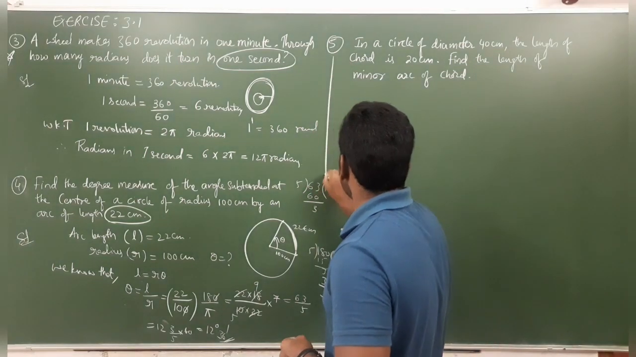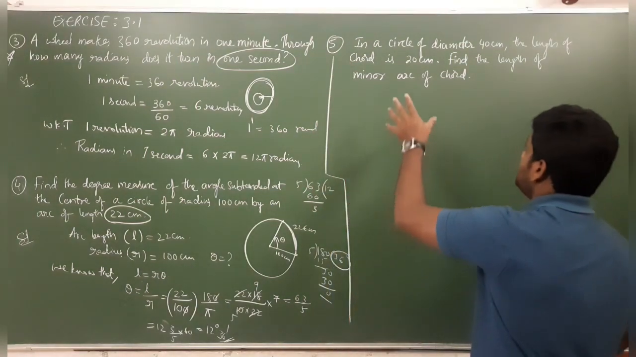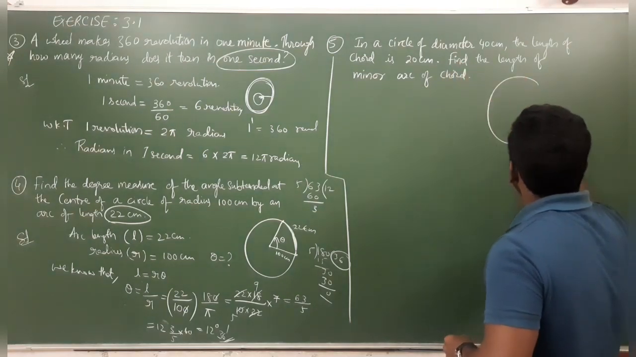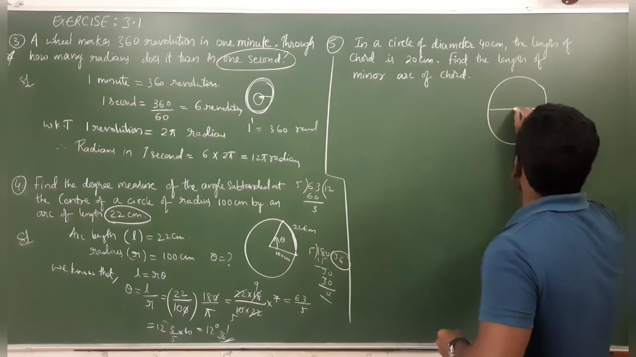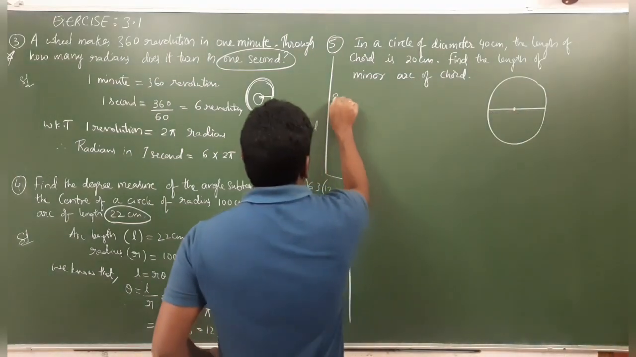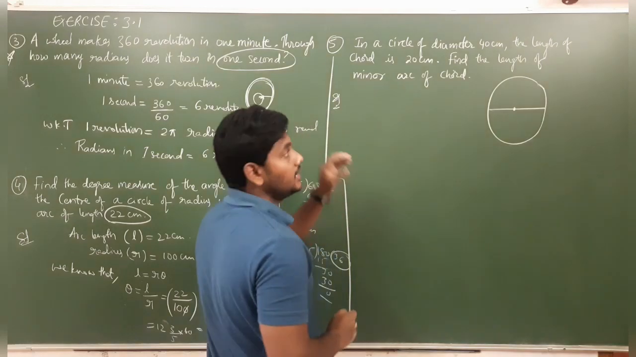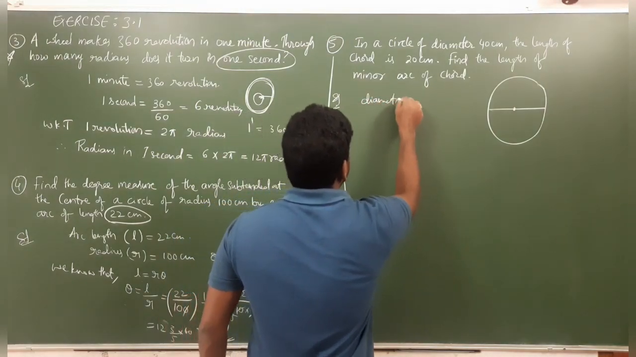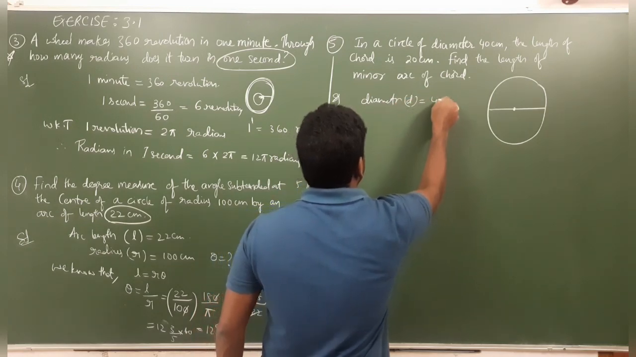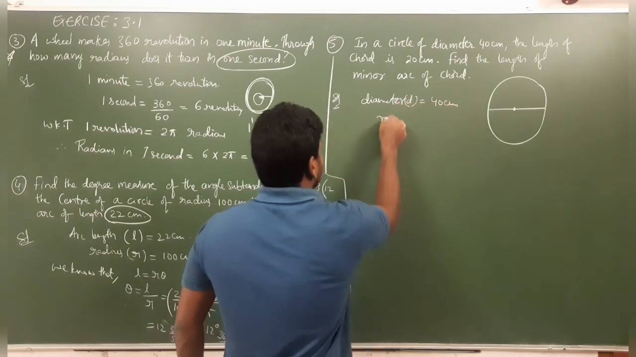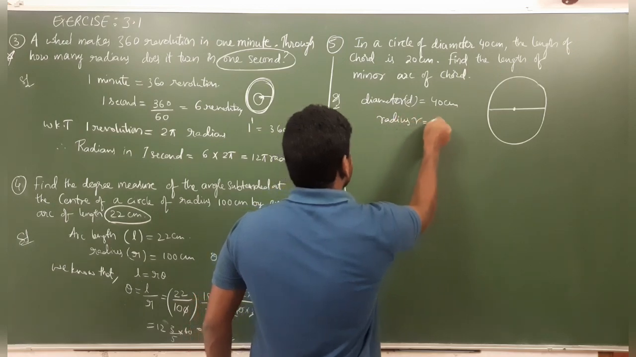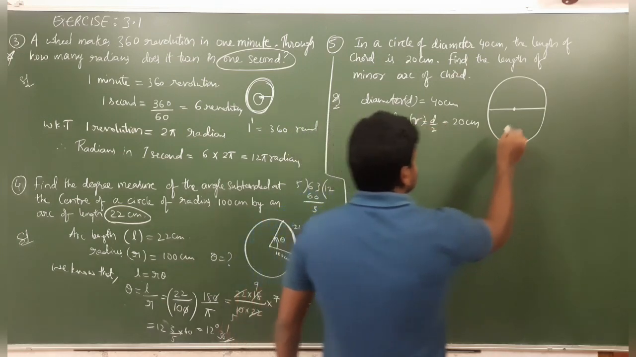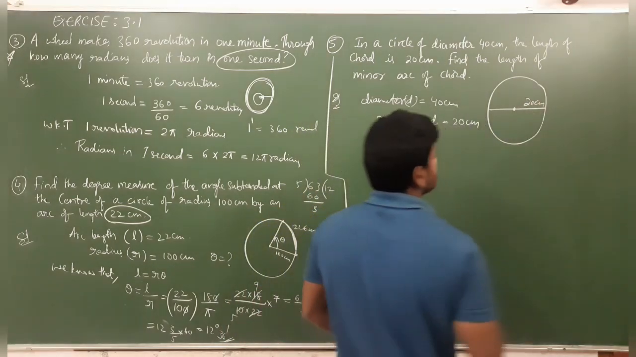Now lastly, question number 5. In a circle of diameter 40 centimeters, so the circle diameter is given, that is 40 centimeters. So I am writing the given data after reading one line. Diameter is given as 40 centimeters. Then what will be the radius? Radius r equal to d by 2, which is nothing but 20 centimeters. So this is 20 centimeters, right?